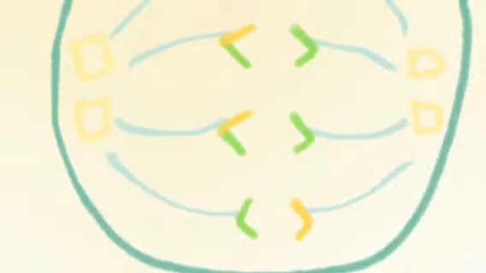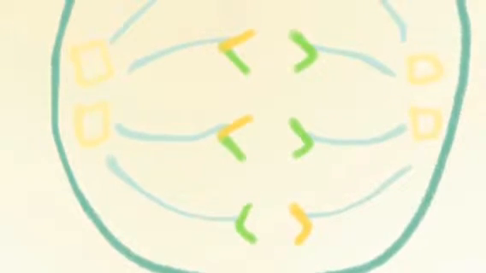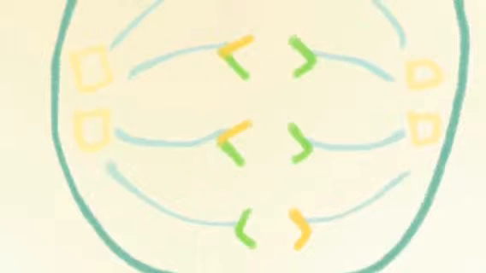In this phase, it begins when the chromosomes of each bivalent separate and start moving toward opposite poles of the cell.